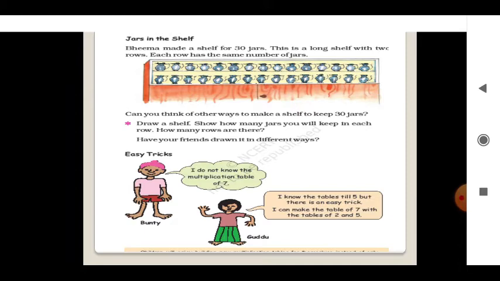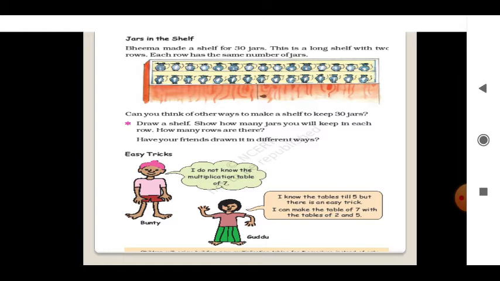Draw a shelf, show how many jars you will keep in each row and how many rows there are. You do it yourself. Have your friends draw it in a different way. Take this as homework. Draw different ways to keep the jars, but you need to write the same number of jars in each row.